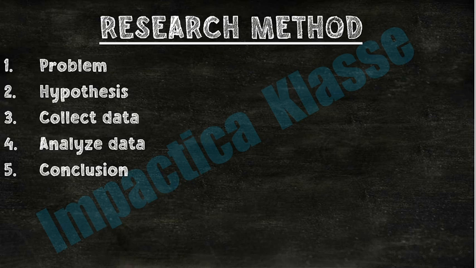Starting from the research problem, hypothesis, collection of data, analysis of data, conclusion, all of these are research methods. First we will start with the research problem, and we will understand it with an example. A research problem is anything specific to your active field, the field in which you are doing the research.